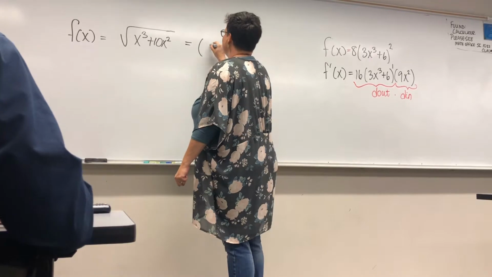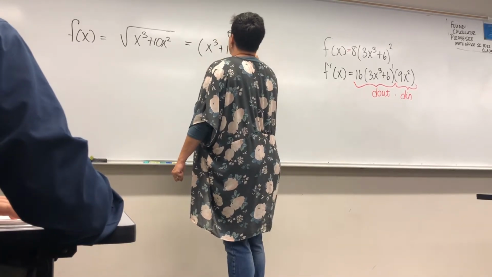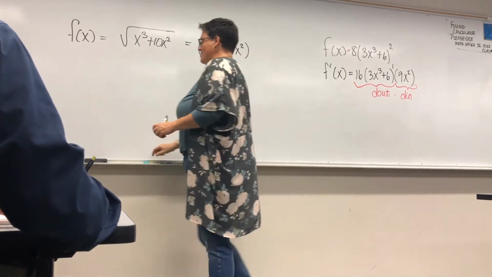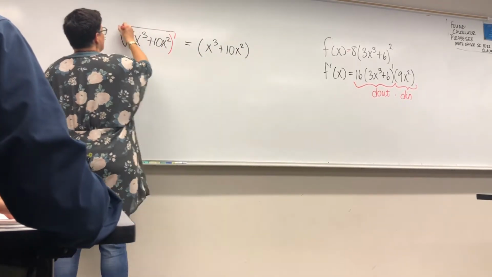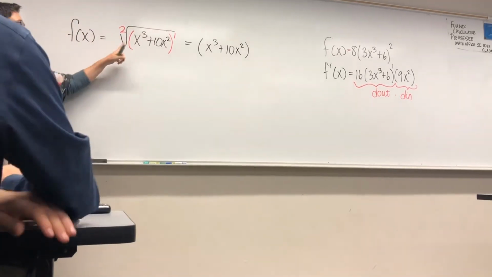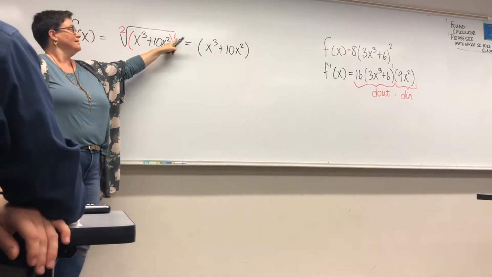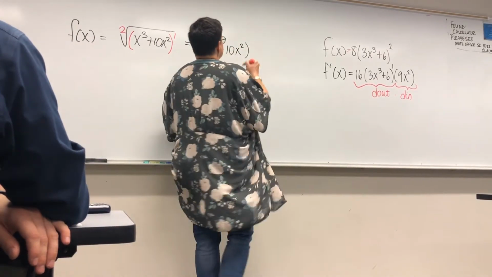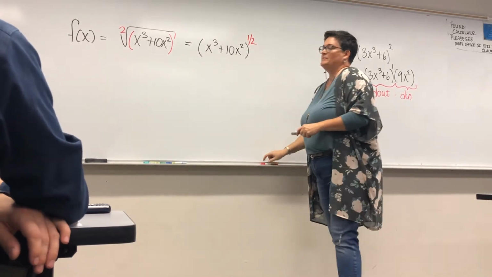What's my inside function? X cubed plus 10x squared. And that's all going to be to what power? 1/2. Because again, you guys, it's the same process, isn't it? Whatever's under here gets an exponent, right? And then your power becomes 1/2 up here.